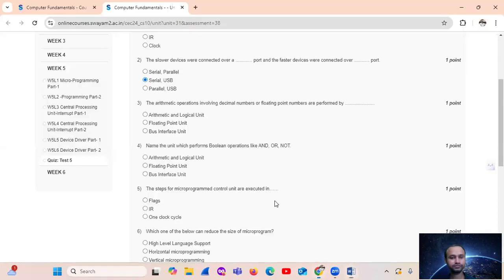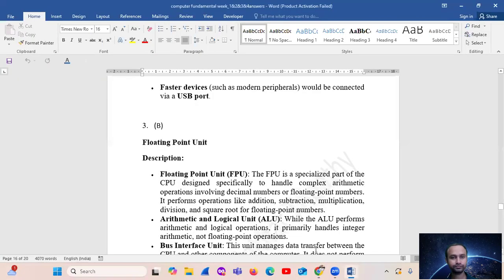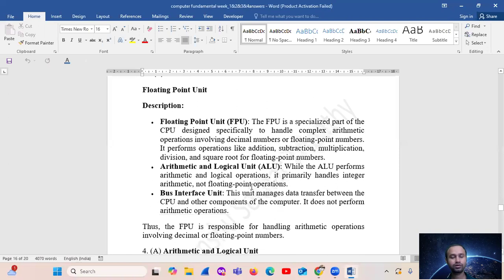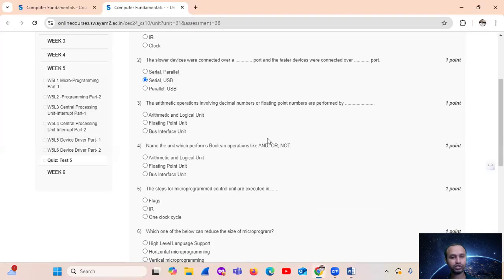And question number 3. The arithmetic operations involving decimal numbers or floating point numbers are performed by dash. So floating point unit क्या है? Actually इसका आंसर होगा floating point unit, that is option number B.